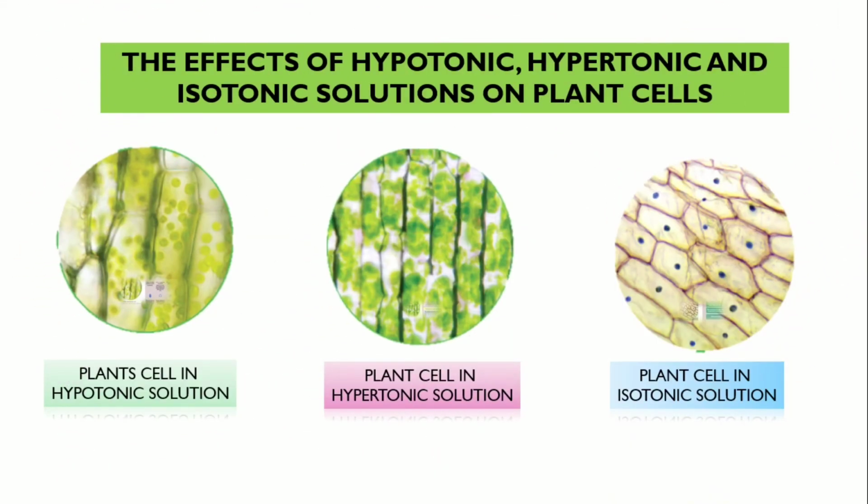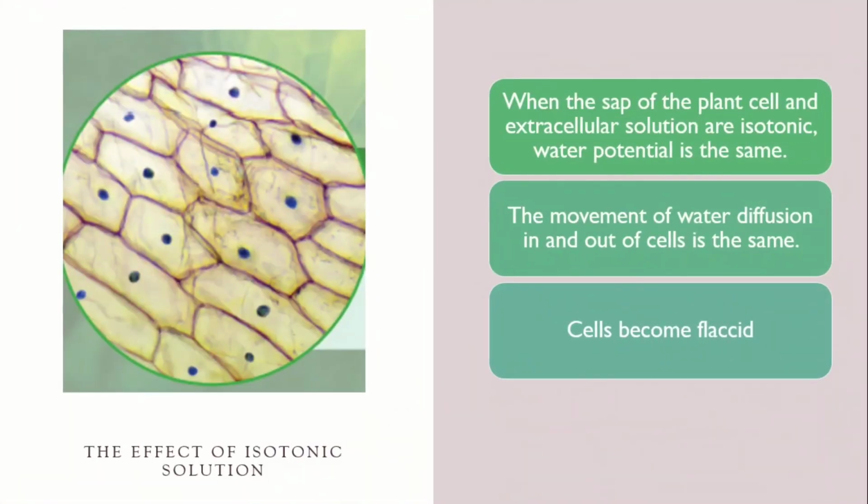Last one is the plant cell in isotonic solution. When the sap of the plant cell and the extracellular solution are isotonic, the water potential is the same. The movement of water diffusing in and out of the cell is the same, and the cells become flaccid.